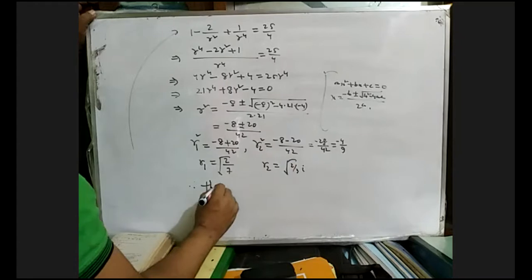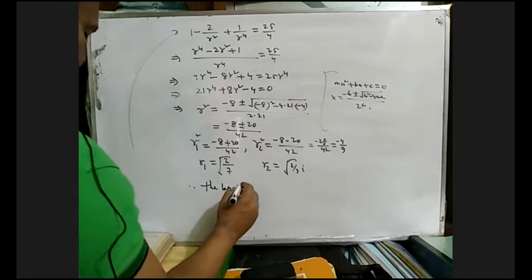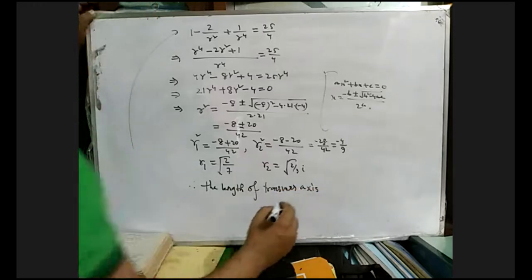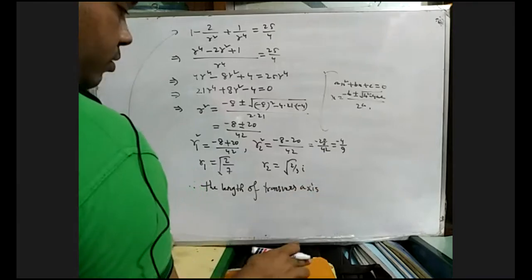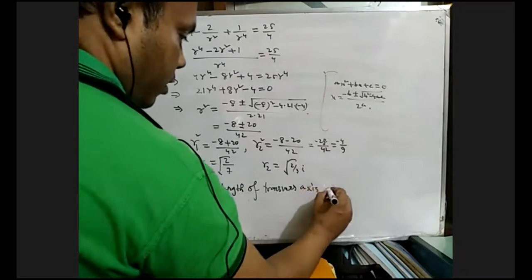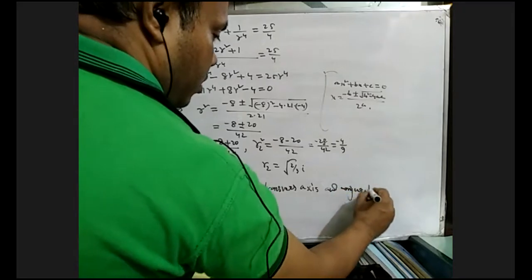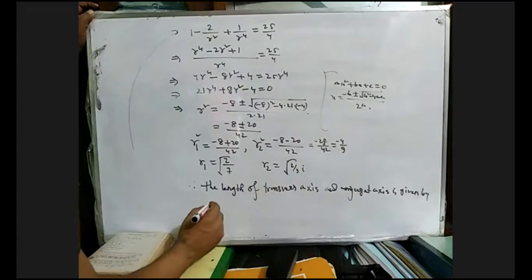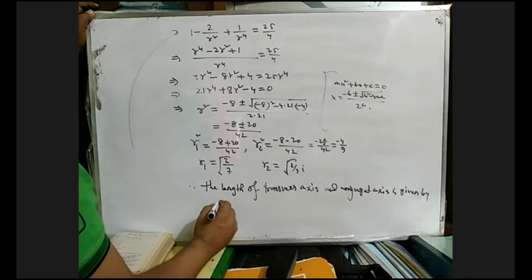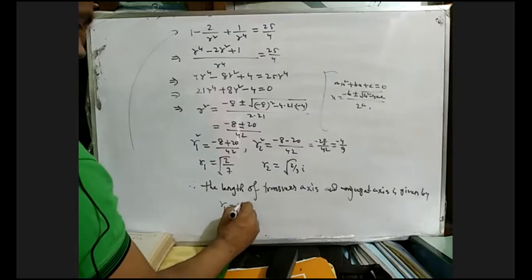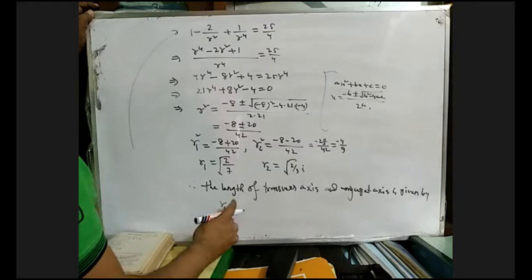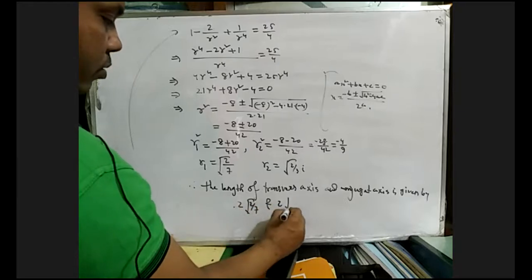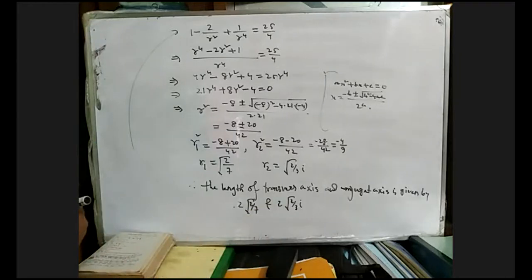Therefore, the length of the transverse axis and conjugate axis is given by 2r1 and 2r2, which means 2 into root over 2 by 7 and 2 into root 2 by 3 into i, respectively.